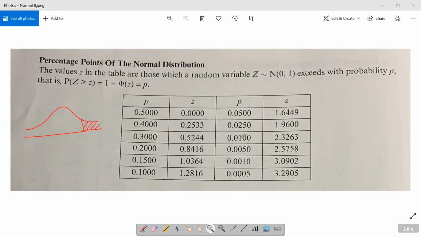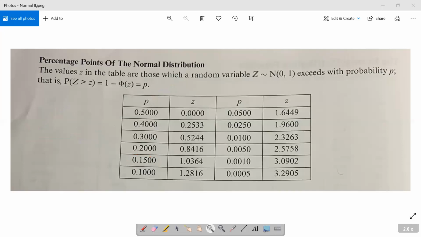Okay, so what's the value here? My probability value is the first value. So what's the probability value? 0.15 is the probability. Can you see? For 0.15 probability, what's the Z value? 1.0364. So 1.0364 is what? The value of our P.